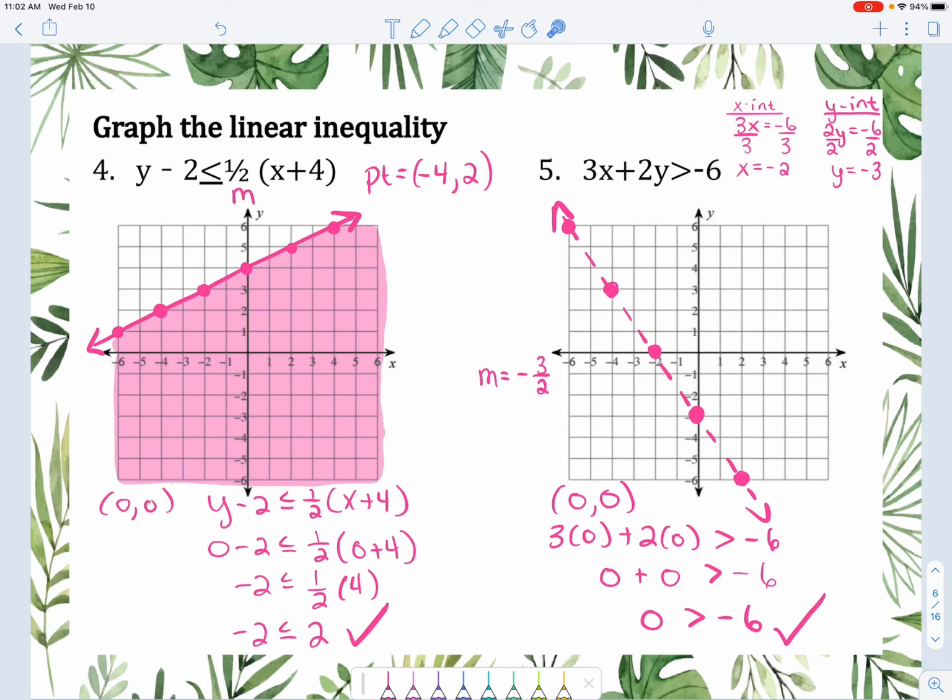All positives and the value 0 will always be bigger than -6. So that means that since that point, which is in this region right here that I'm shading, is a solution, all the points in this region are going to be solutions. So I'm going to shade this entire half plane.